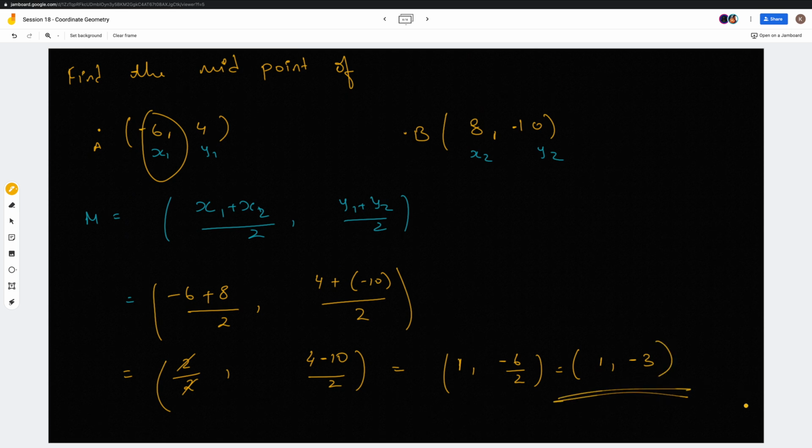So that's how you get the center point of these 2 points. So the center point, the midpoint, is 1, comma, negative 3. How did I get it? I just have to add x1 and x2 divided by 2, and add y1, y2 divided by 2. Very simple. Let us do one more before we jump to the next one.